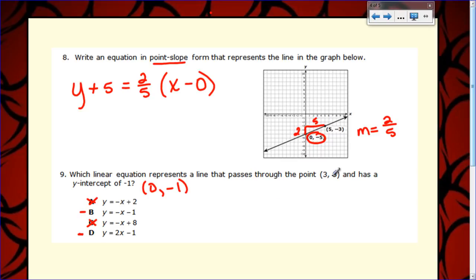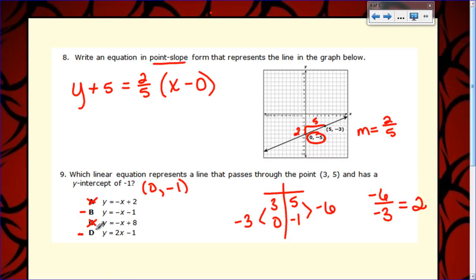You can use the formula because you have 2 points, or you can make a table and do change in y over change in x. So I have (3, 5) and (0, -1). I have to find my change in y over my change in x. My change here from 5 to -1 is going to be -6 because it's getting smaller. And my change from 3 to 0 is -3. So if I write that as a slope, it's -6 over -3, which simplifies to +2. This is the equation that has the correct slope and y-intercept. This one, the slope is incorrect.